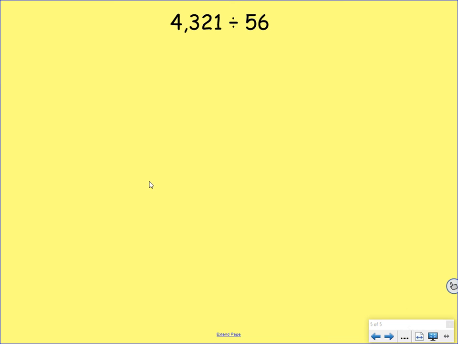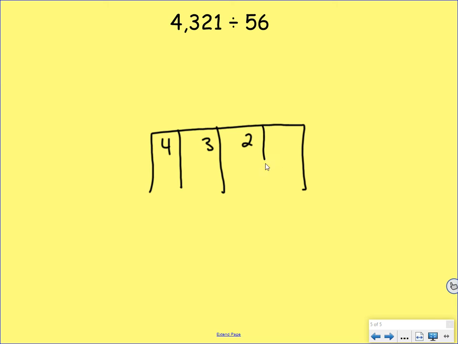All right, I'm back. Let's see if you got the same answer as me. I'm using the box because it really works for me. So we got a 4, a 3, a 2, and a 1 divided by 56. Well, it won't go here, and I can't subtract it from 43. So once again, I have this big number, 432 divided by 56.